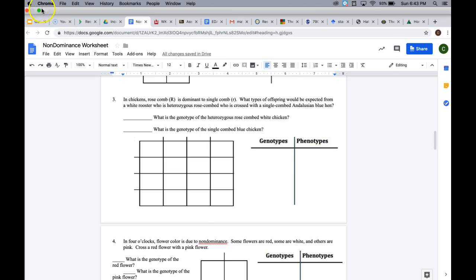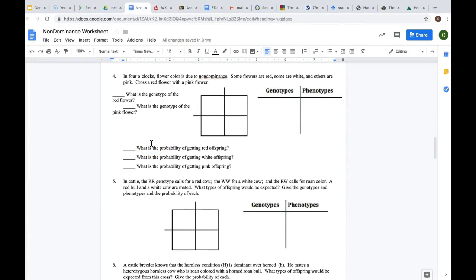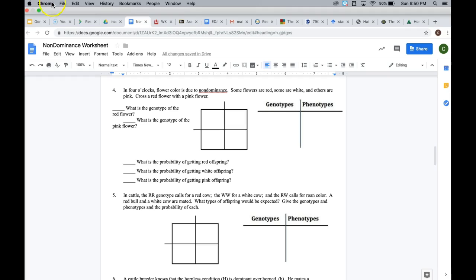So let's go through these one at a time and see what we got. All right. Four o'clock flowers. Flower colors due to non-dominance. Some are red, some are white, others are pink. Cross a red flower with a pink flower. So what is the genotype for a red flower? We can just make this up, big R. Since it's non-dominant, they're both capital letters. And then what is the genotype for a pink flower? Well, it gave us this earlier, so we'll do RW.